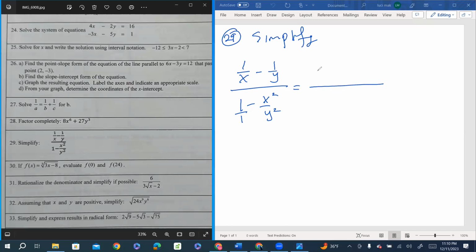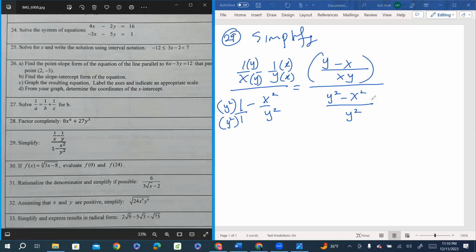So the LCD for the numerator is x times y. You have an x here, so let's multiply this fraction by a y. So you get y over xy. This has a y, so let's multiply by an x to make the LCD. So you have minus x. On the denominator, the LCD is y squared. This already has a y squared. So let's multiply this one by y squared over y squared. So you get y squared minus x squared over y squared.